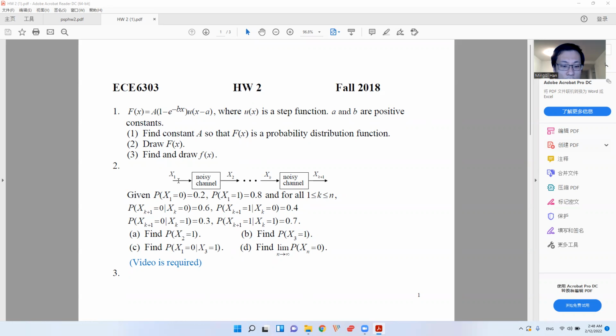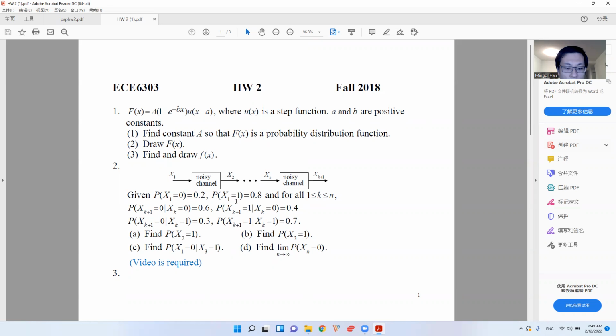So here we have question number 2. It says that a signal passing a noisy channel will result in a signal, because a signal is either 1 or 0, and so the output will also be 1 or 0, but the probability will change accordingly from the input probability.